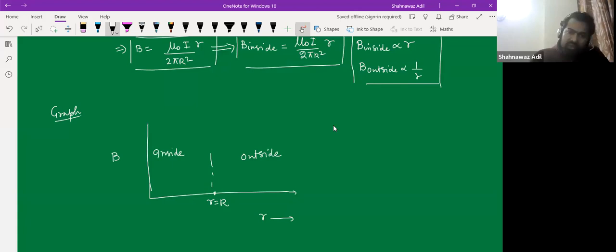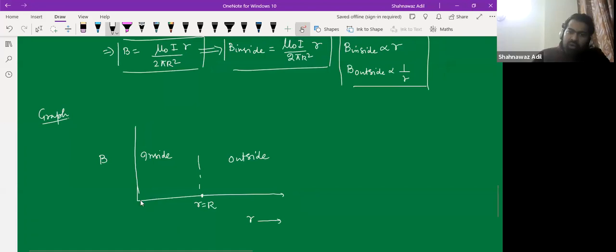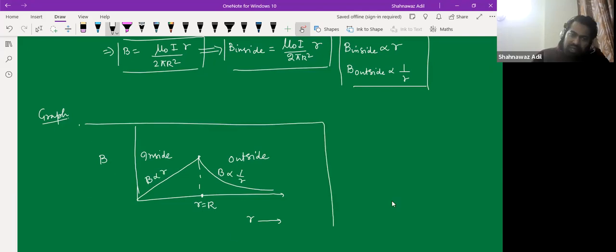Yes, sir. So this would be a straight line, and then it goes inversely over r. This would be your behavior. This is directly proportional, and this is inversely proportional. So this would be the variation of the magnetic field of a thick wire. Inside it is directly proportional, outside it is inversely proportional.